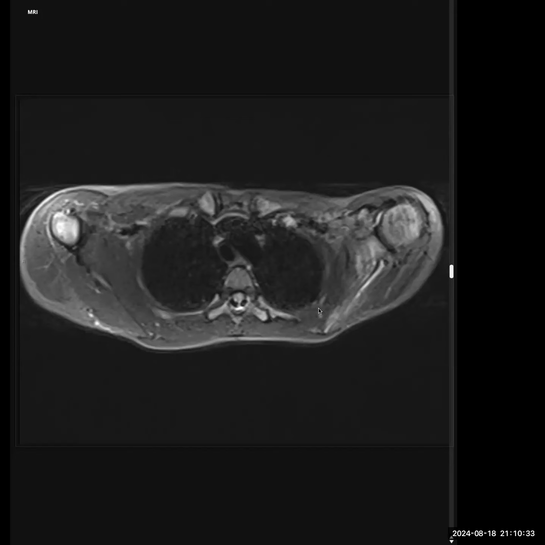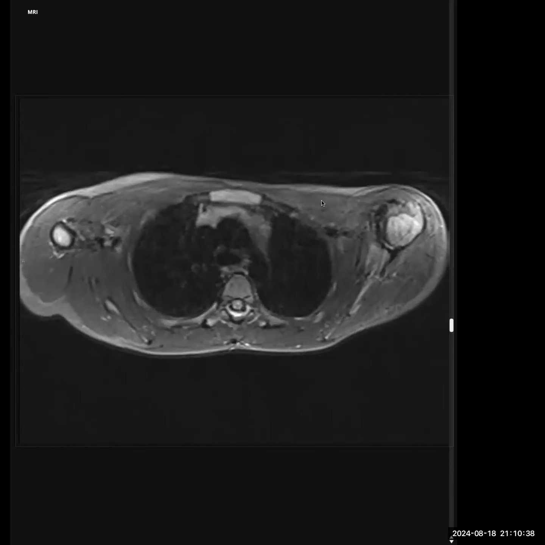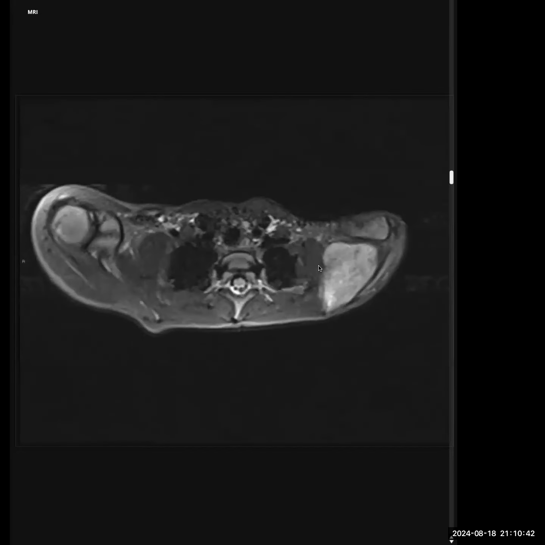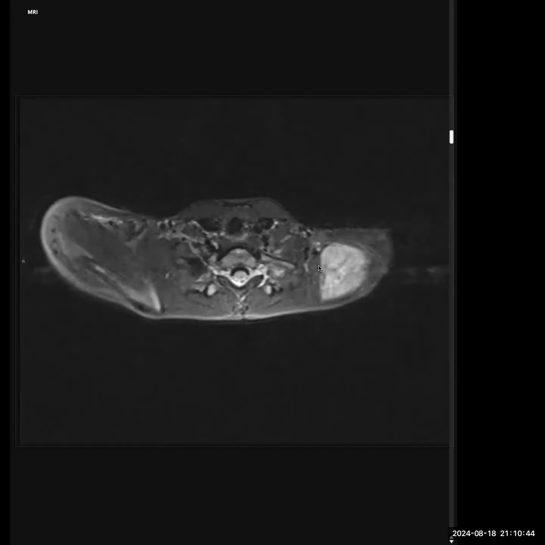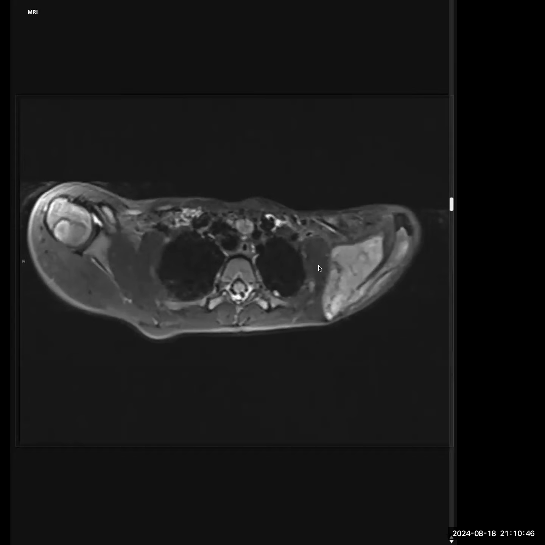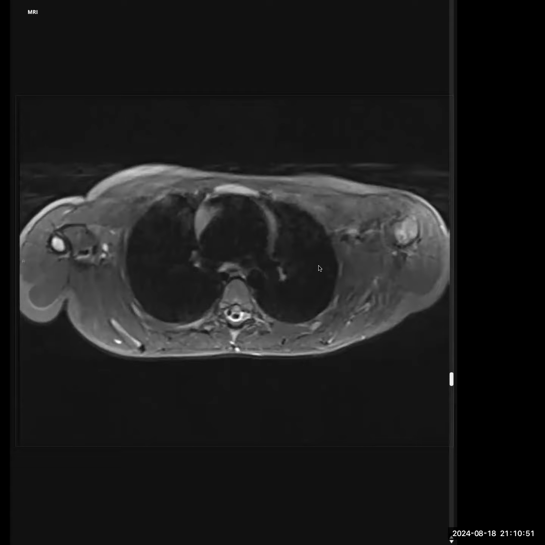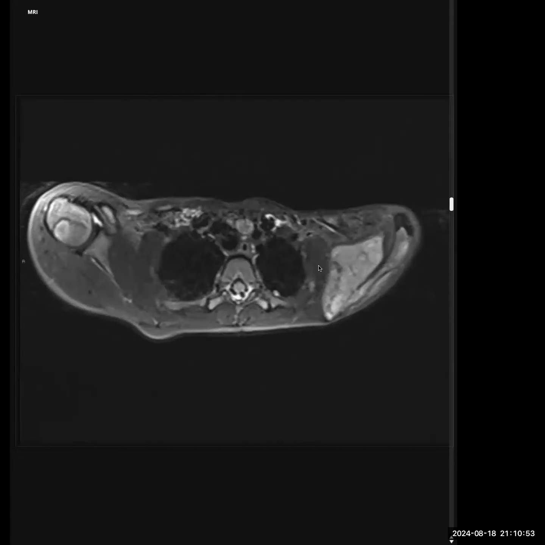Okay. Go ahead. Click once and start scrolling. Okay. These are axial T1 weighted images of the same patient. I can see that. I'm not quite sure of the sequence. I think these are T1 weighted images or PD weighted images.